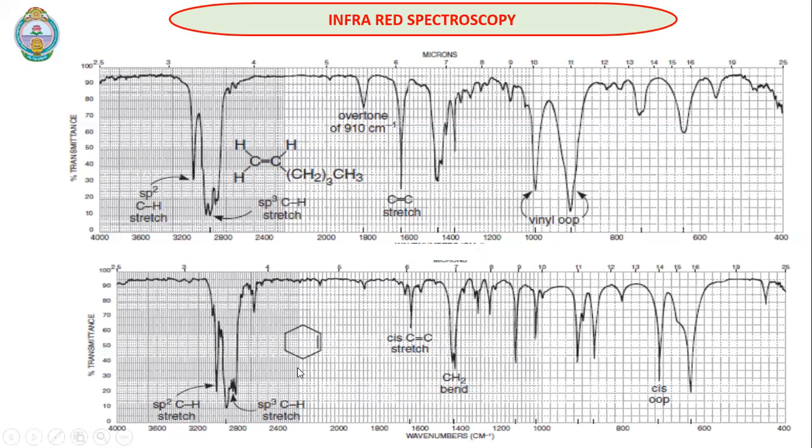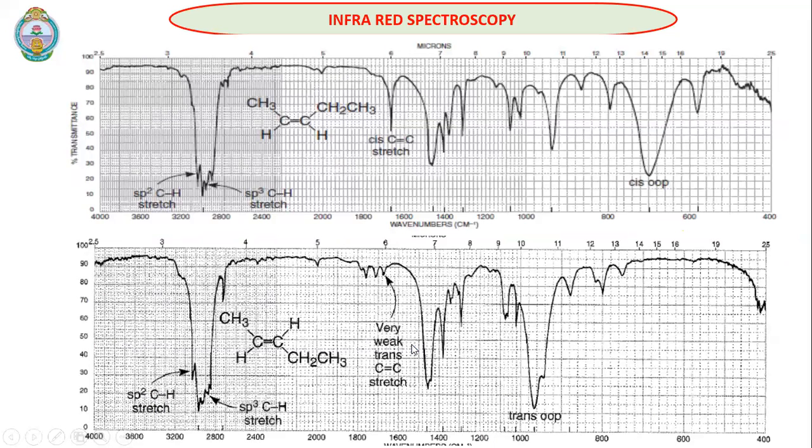Similarly, for cyclohexene, we have aliphatic CH vibrations, unsaturated CH vibrations, then CH2 bending vibrations. Here we also get additional peaks. This is the C=C cis alkene stretching vibration, and this is the cis double bond OOP. Similarly, we also have this, in this case it is a cis, so you have cis stretching and cis OOP.